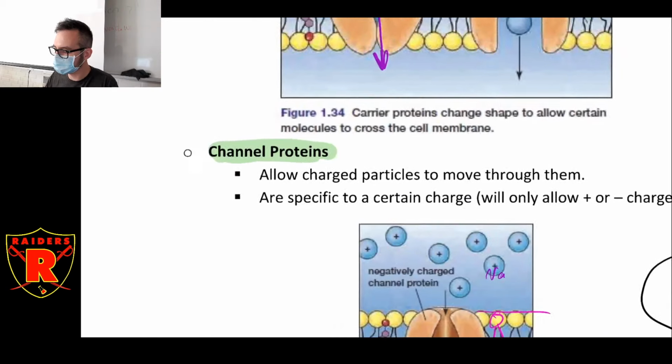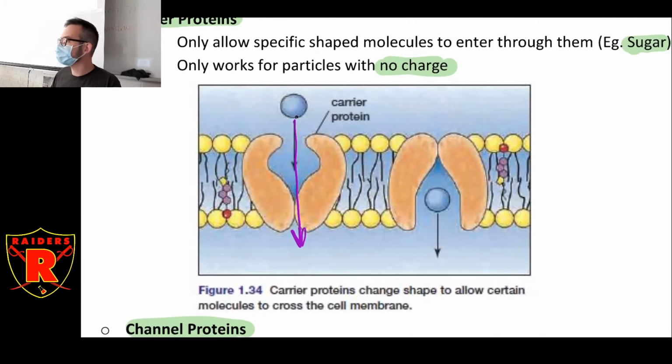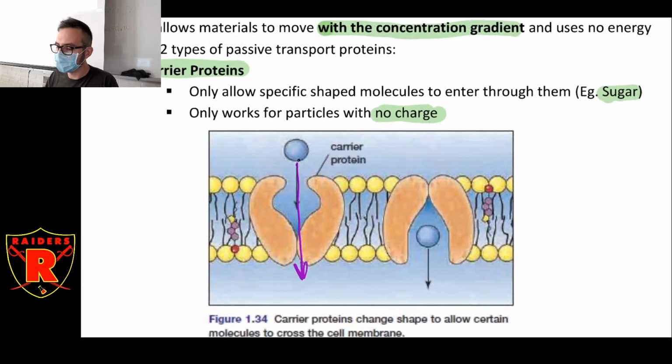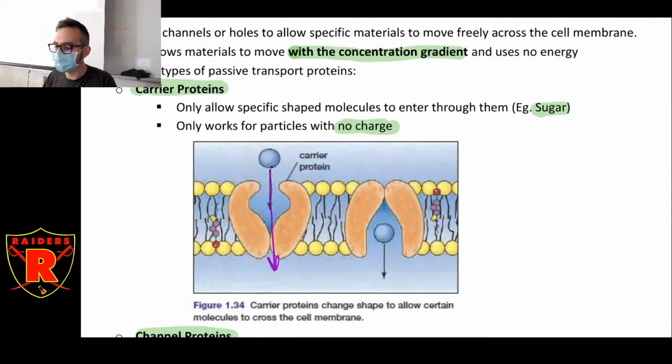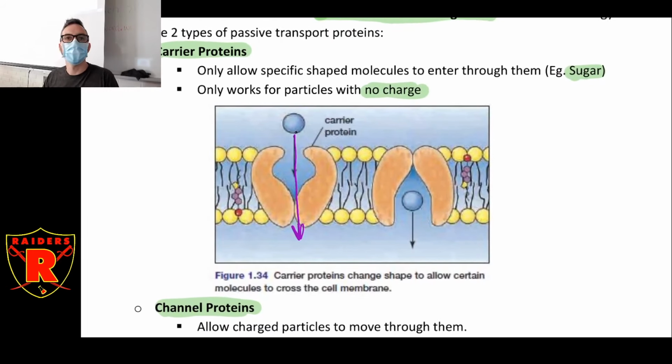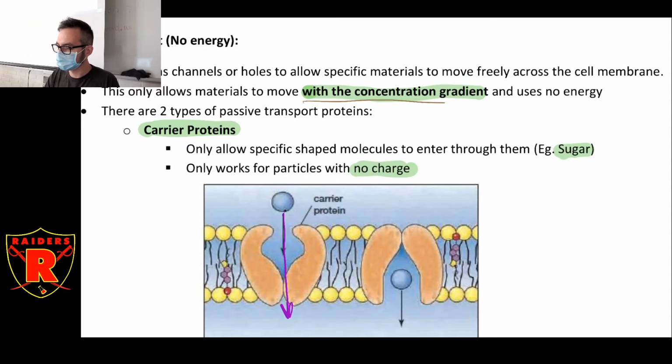Okay, so those are called channel proteins. They allow charged particles to go through. And these ones that only let certain shapes go through are called carrier proteins. Both of these are passive, which means that they don't use any energy and they just allow stuff to go with the concentration gradient. Okay, so that's for the passive stuff. That's if you're going with diffusion. You're just letting stuff go through.